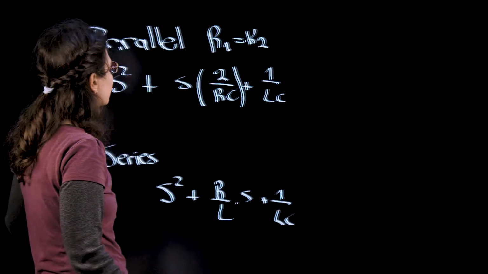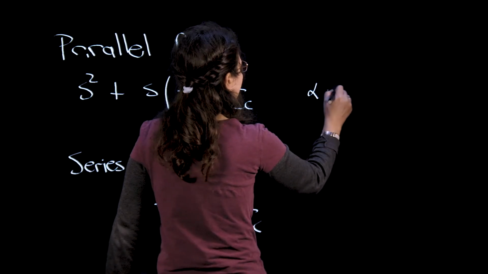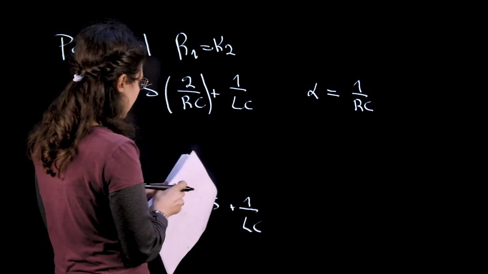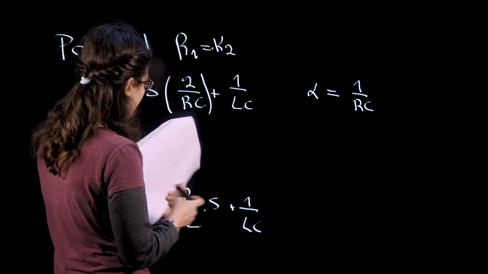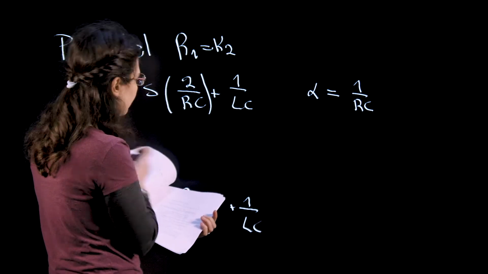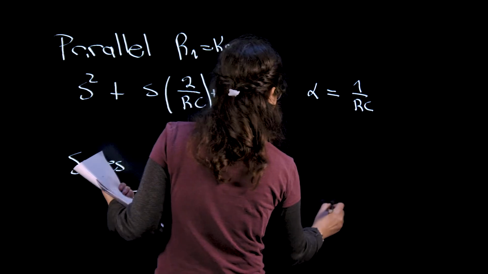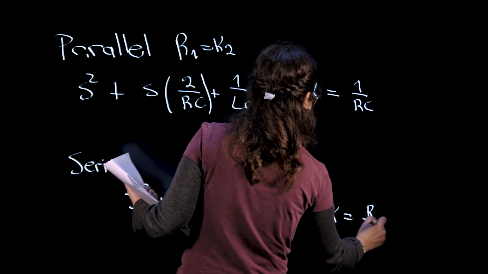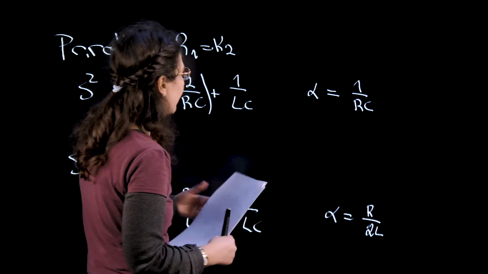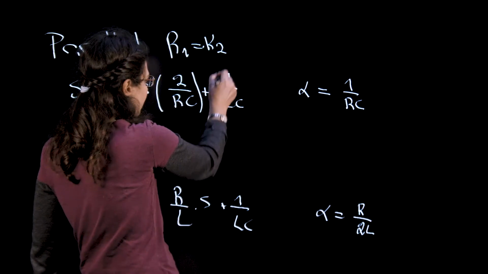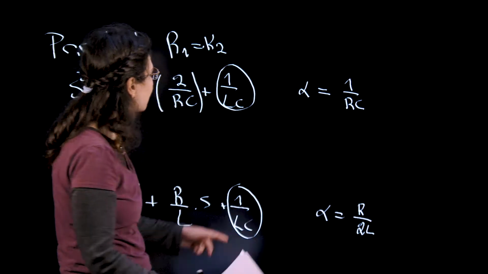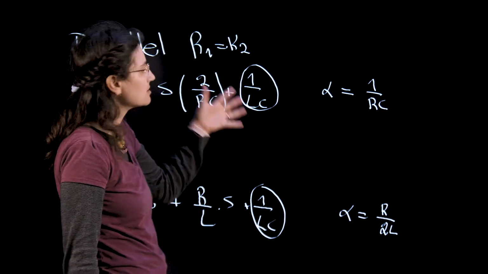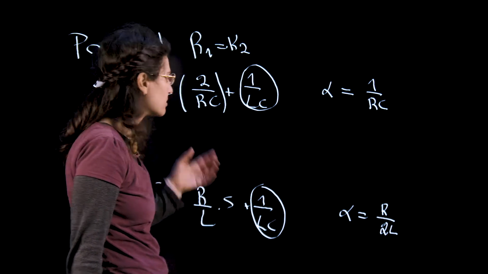So in this case, I have alpha is 1 over RC, right? Because I had 2 alpha on my equation before. And in this case, my alpha is R over 2L. So basically, look at this, omega squared is the same for both circuits. So it doesn't matter if it's series or parallel, they all have the same resonant frequency or natural frequency.